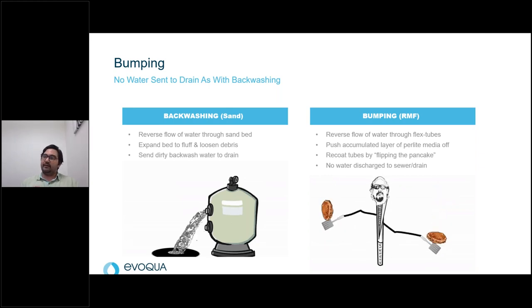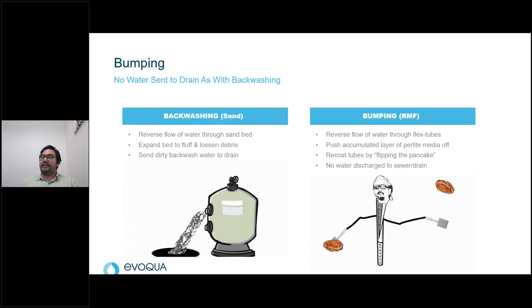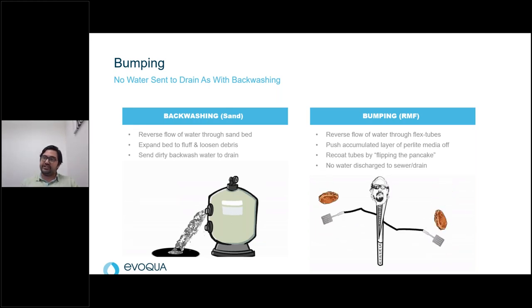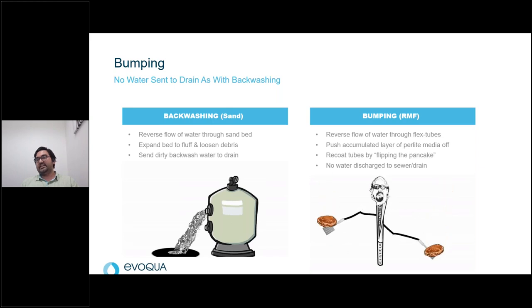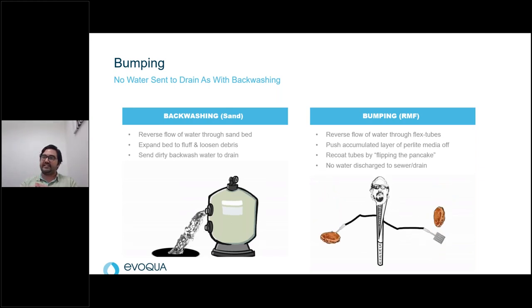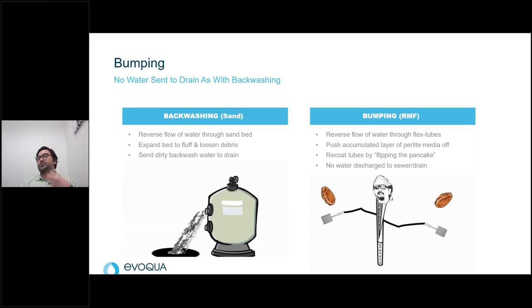Whereas for Defender, as I mentioned before, the perlite media is trapping all the particles itself. And there will be a daily bumping process. Another name is regeneration process. This bumping process is basically to flip the media into having a clear surface area of the perlite media just to trap new particles onto it.